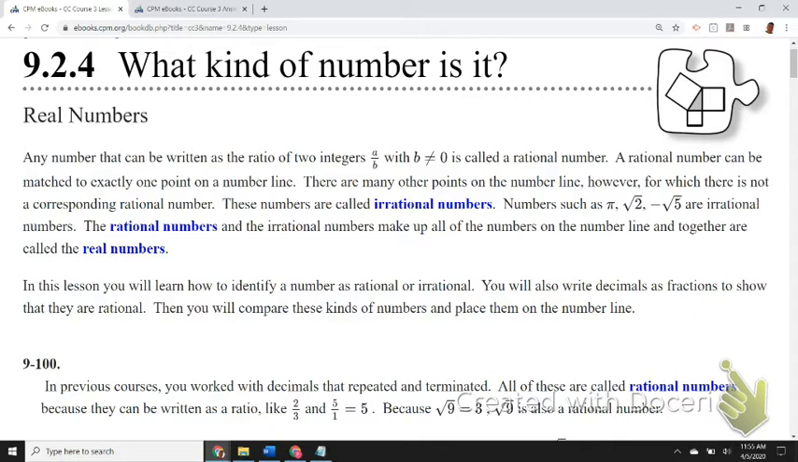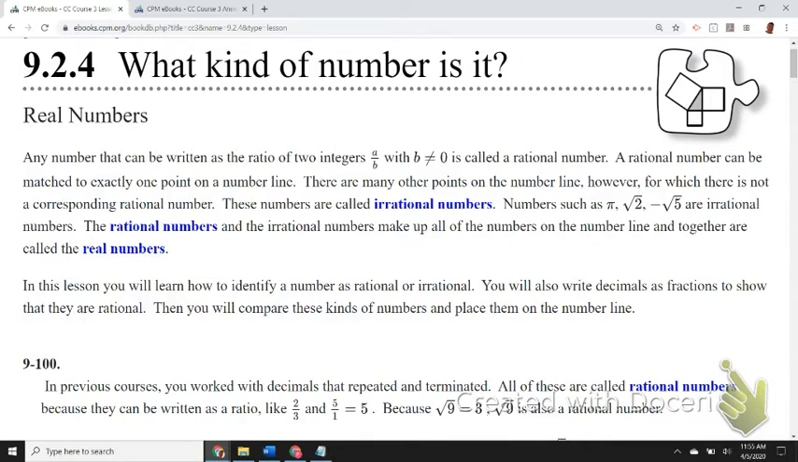So in other words, irrational numbers are decimals that go on forever and they don't have a particular pattern. They're just random numbers. So if you punch in pi or the square root of 2 on your calculator, you're going to get a decimal that just goes on forever.